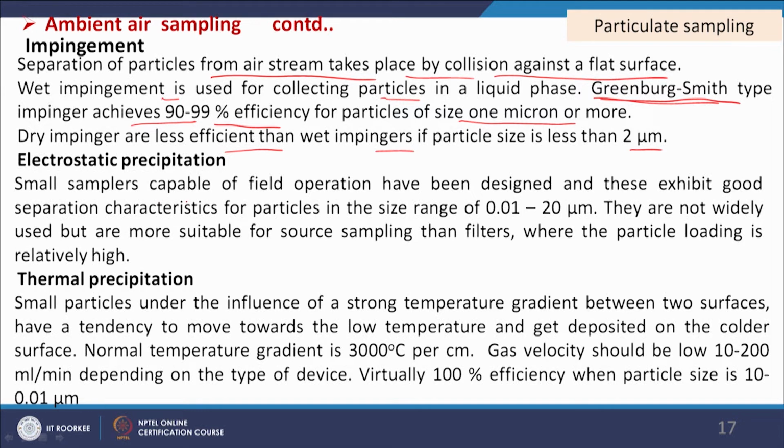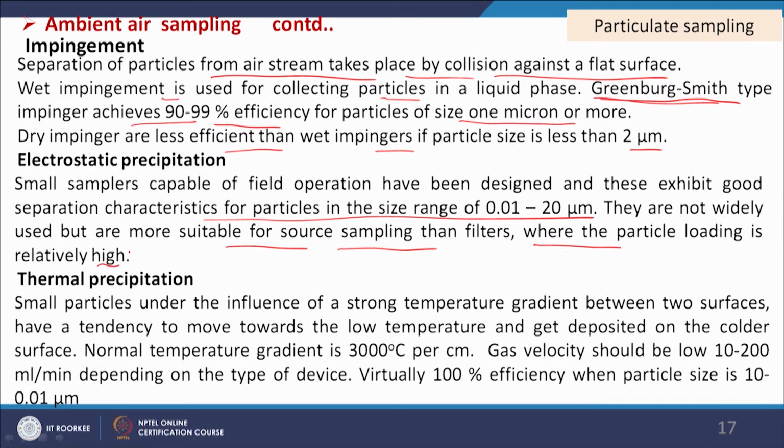Small samplers capable of field operation have been designed, and these exhibit good separation characteristics for particles in the size range of 0.01 to 20 micrometer. They are not widely used, but are more suitable for source sampling than filters like, say, high volume filters, where the particle loading is relatively high.